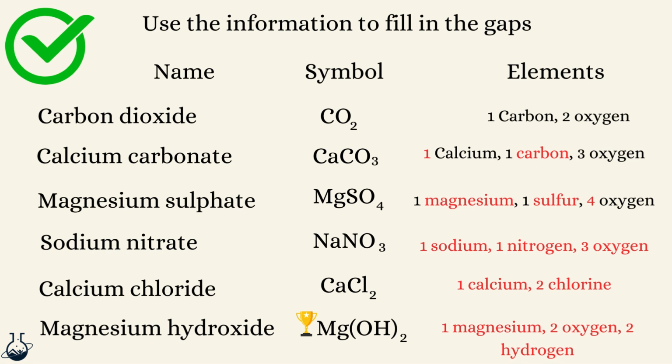Mg(OH)2, but in this case there are brackets around the OH. This tells us that we need to multiply everything inside the brackets by the number on the outside of the brackets, in this case 2. Magnesium is on the outside of the brackets with no number. This means there is one magnesium, but oxygen is on the inside of the brackets, so there are two oxygens, as well as two hydrogens. That was a challenge, so don't worry if you did not get this correct.